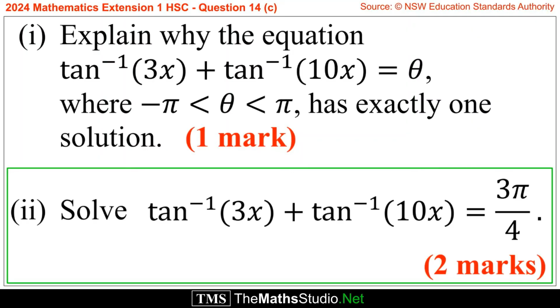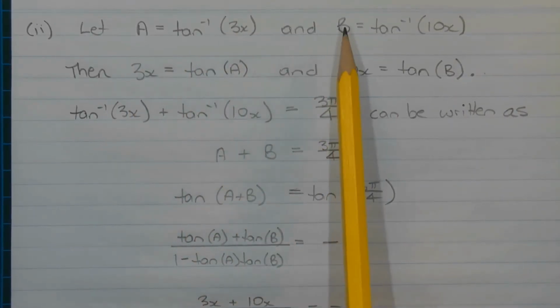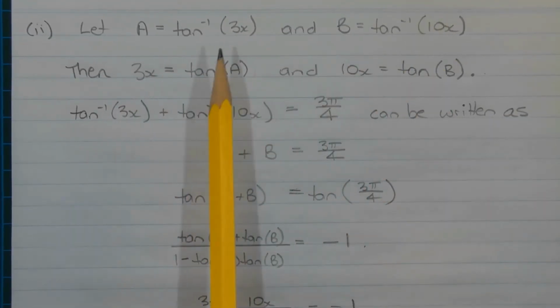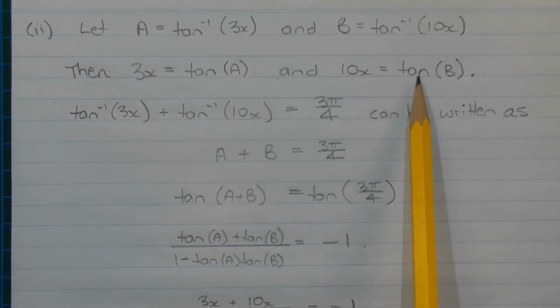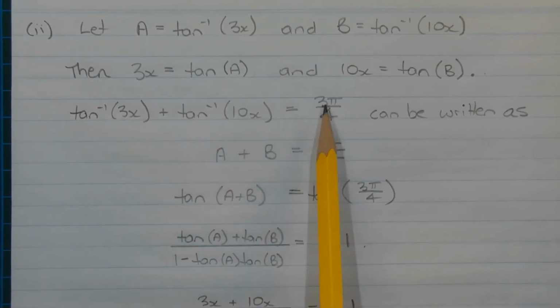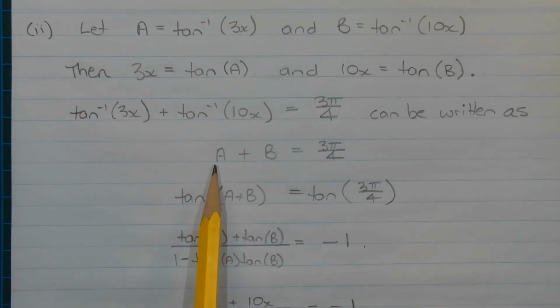Part 2. Solve inverse tan of 3x plus inverse tan of 10x equals 3 pi over 4. Let A equal inverse tan of 3x and B equal inverse tan of 10x. Taking the tan of both sides of both equations to isolate the 3x and the 10x, we get 3x is equal to tan of A and 10x is equal to tan of B. And the equation can be expressed in terms of A and B. Since inverse tan of 3x is A, inverse tan of 10x is B, we can write the equation as A plus B equals 3 pi over 4.